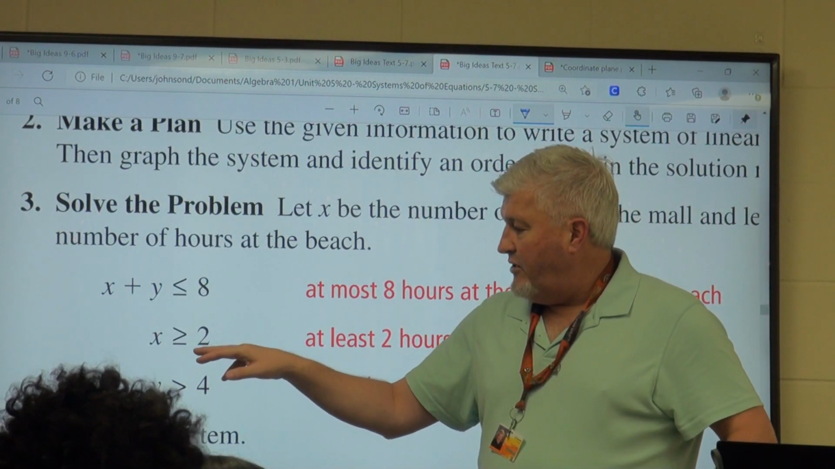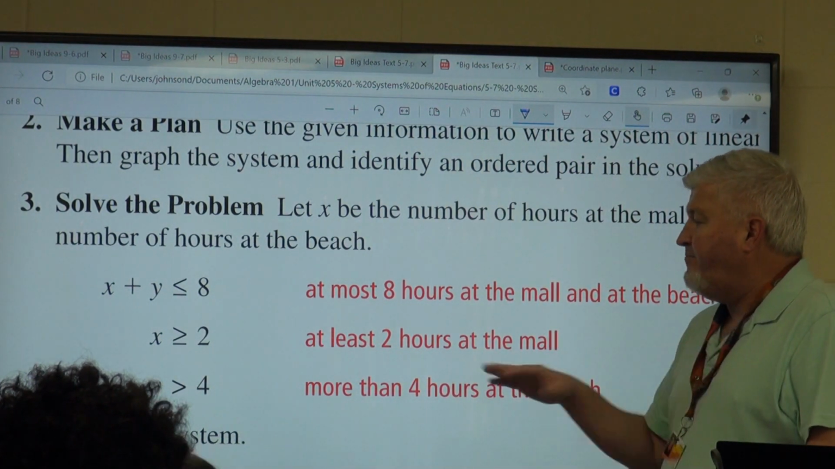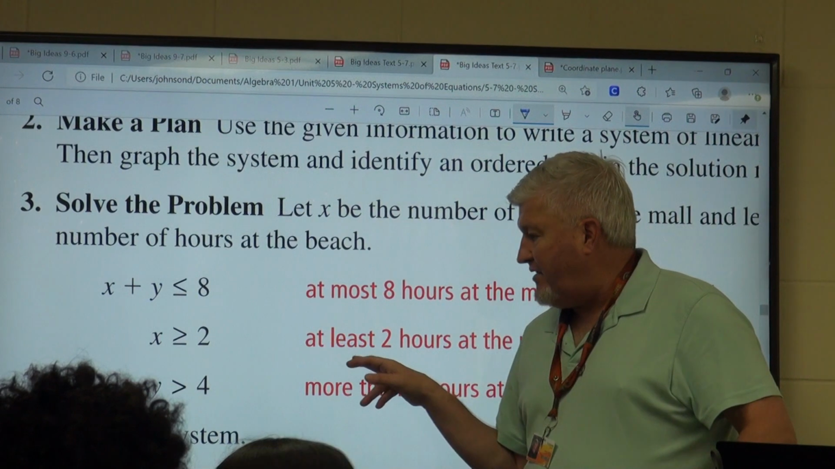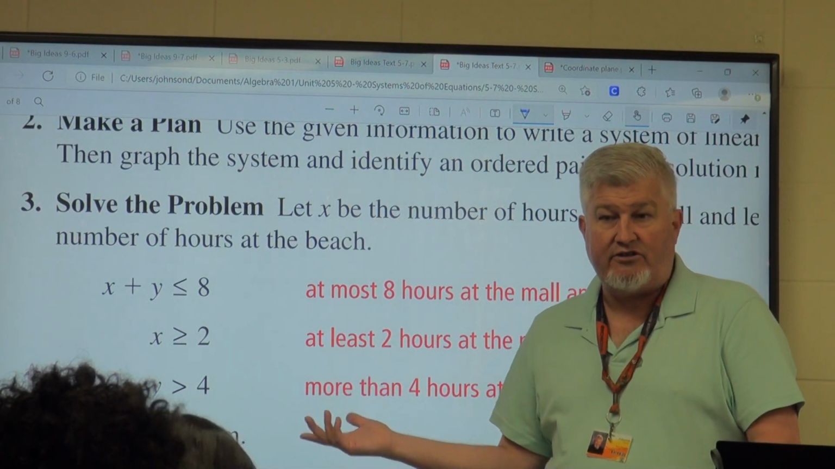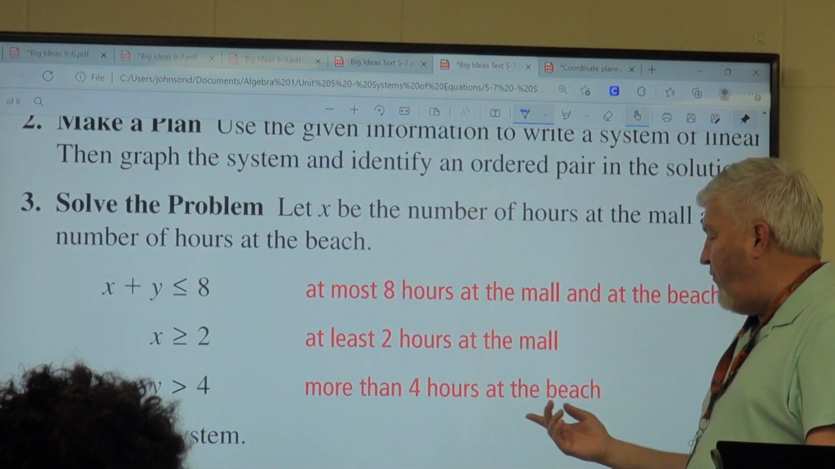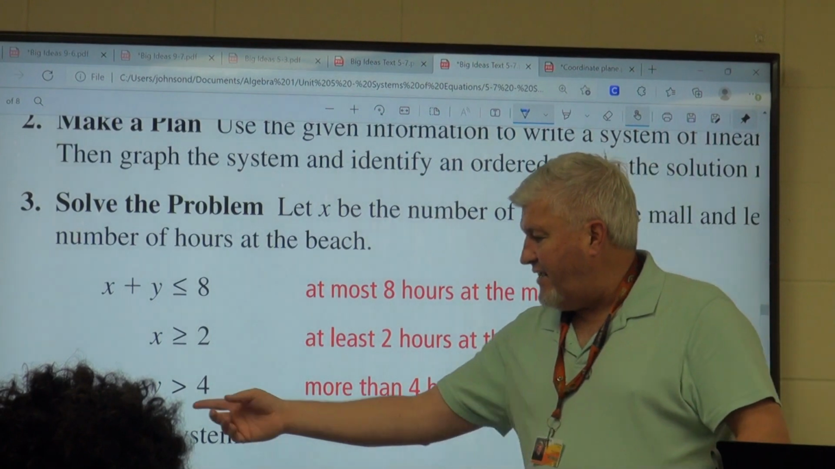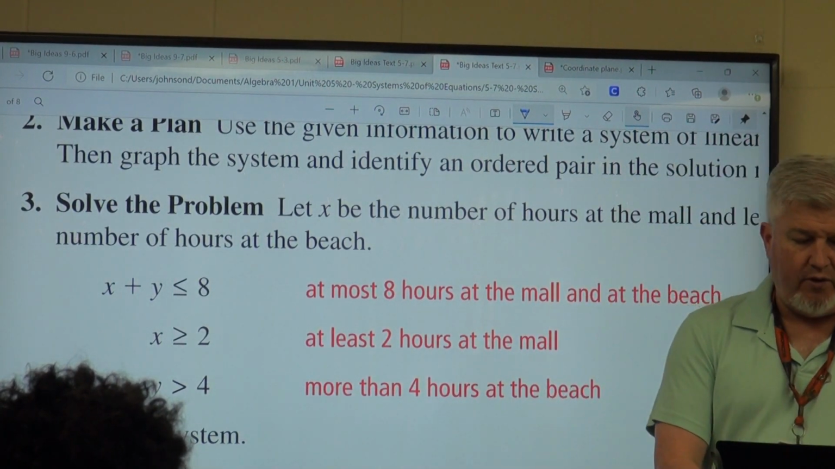We want to be at least 2 hours at the mall. Sorry, that at least means the opposite of what you think it sounds like. You're thinking less than when you see the words at least. It actually means the opposite. Greater than or equal to 2. And more than 4 hours at the beach. That's easy. Y is greater than 4. And then you graph those three things. 3 really simple equations to graph.